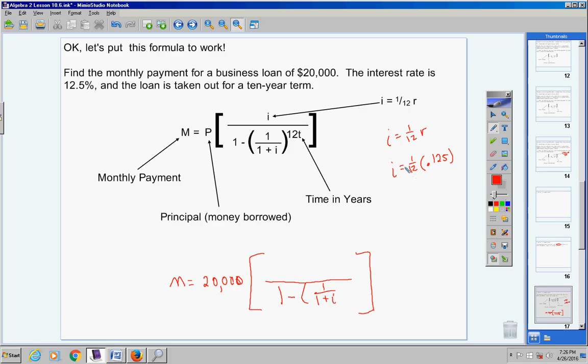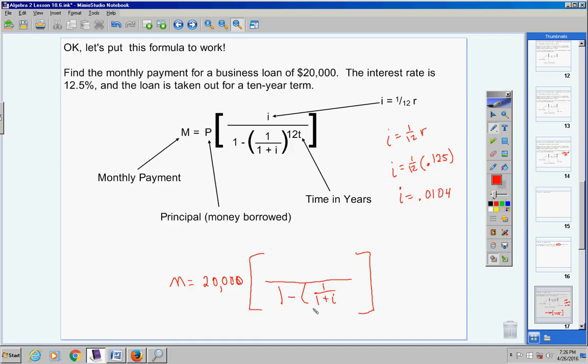1/12. What I'm going to do is put 1/12 in parentheses, and then times 0.125. If you type that in correctly, you're going to get this. Now I'm going to round to 4 places, and in my math class, that'll be sufficient.